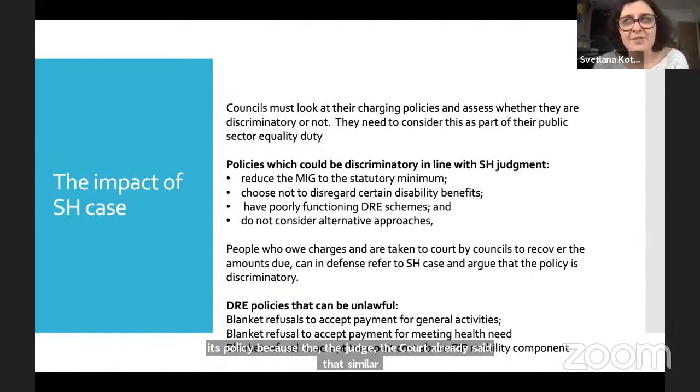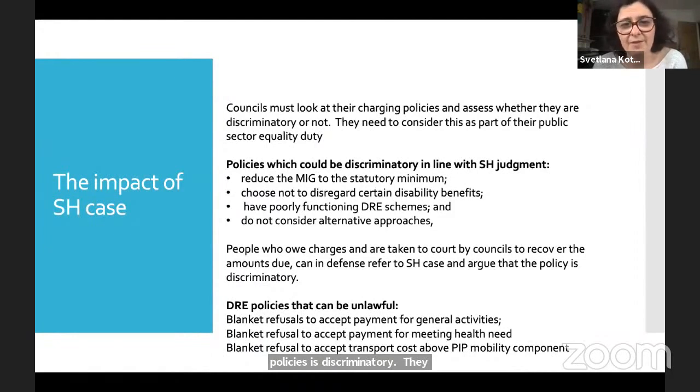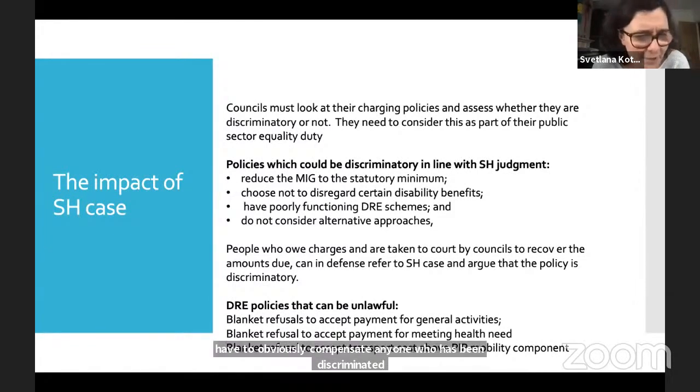And they have to obviously compensate everyone who has been discriminated against by such a policy. So they have to do this as part of their public sector equality duty and their duty not to breach people's human rights.